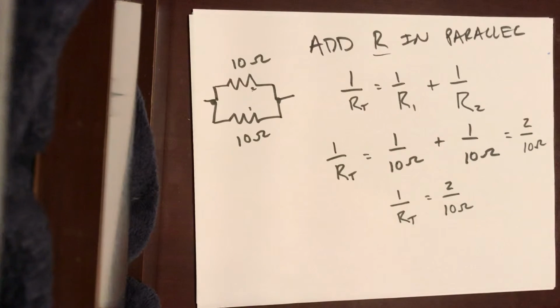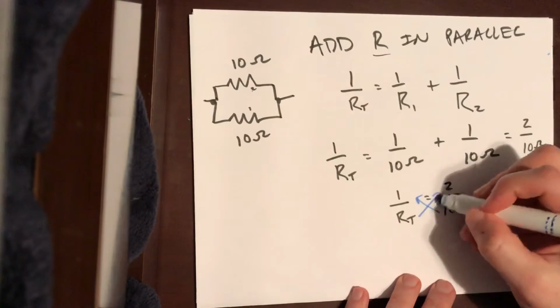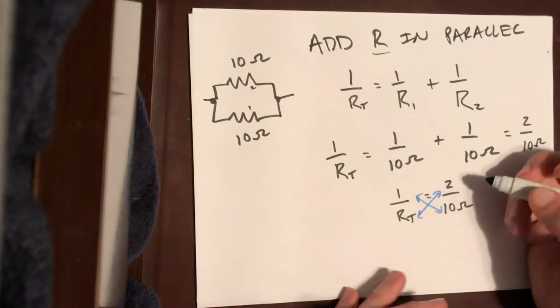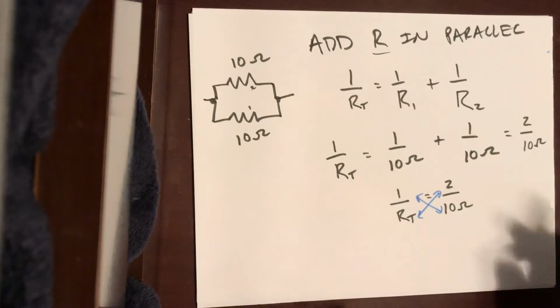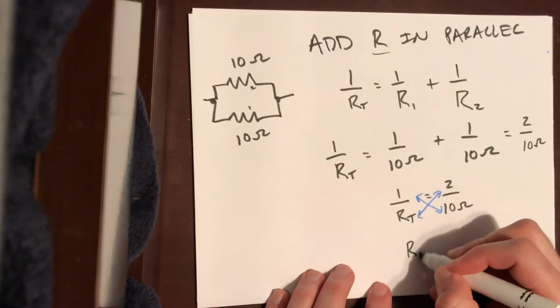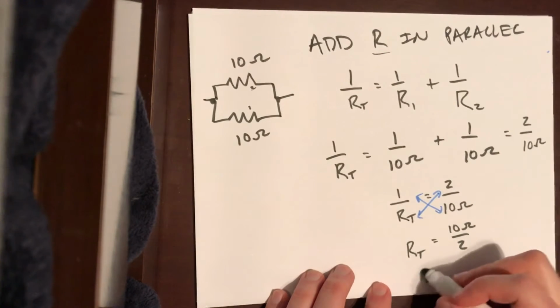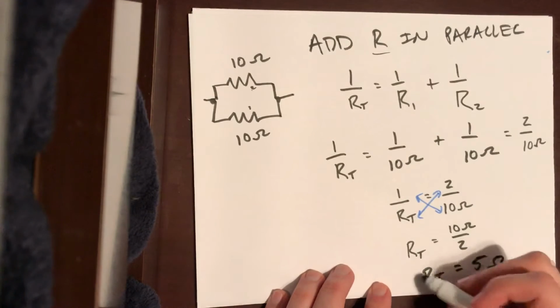However you want to think about it, I would just flip them both over. You can think about it as cross multiplying and dividing, or as just swapping back and forth. However you do it, ultimately your math is fine. The next line is going to say R total is equal to 10 ohms over 2, which means that R total is equal to just 5 ohms.